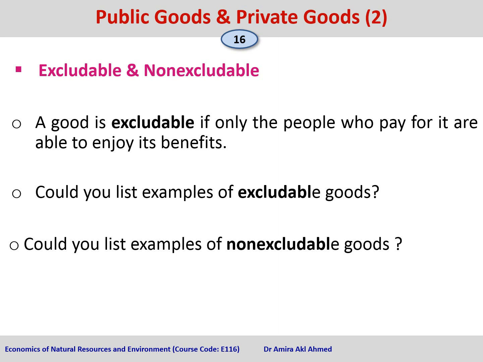Examples of excludable goods include Falcon's security services, fish in a fish farm that is owned by an association, and a live concert. Examples of non-excludable goods are the services of Nasr City Police Station, fish in the Nile River, and a concert on the state TV.